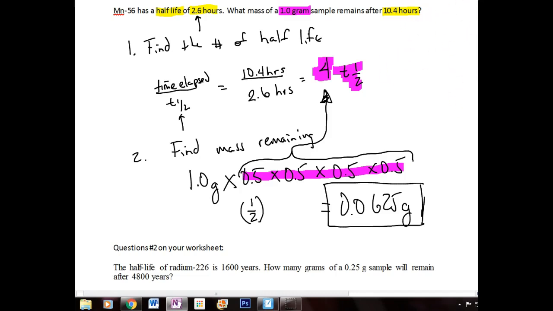Now, in Google Classroom, you have a worksheet that I've given you, and I'm going to do a couple more problems off this worksheet for you, and you can follow along and then fill them in. Most likely, it's best to do this worksheet on a piece of paper because we're going to do some calculations and you have to show your work.